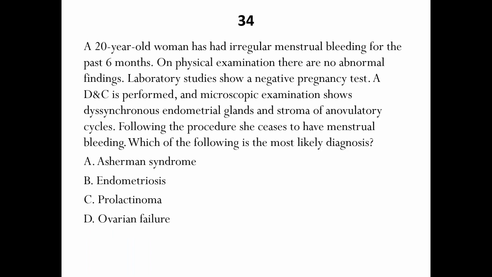A 20-year-old woman has had irregular menstrual bleeding for the past 6 months. On physical examination, there are no abnormal findings. Laboratory studies show negative pregnancy tests. D&C is performed and microscopic examination shows dyssynchronous endometrial glands and stroma of anovulatory cycles. Following the procedure, she ceases to have menstrual bleeding. Which of the following is the most likely diagnosis?